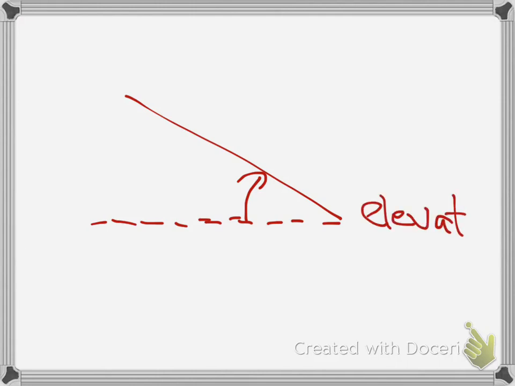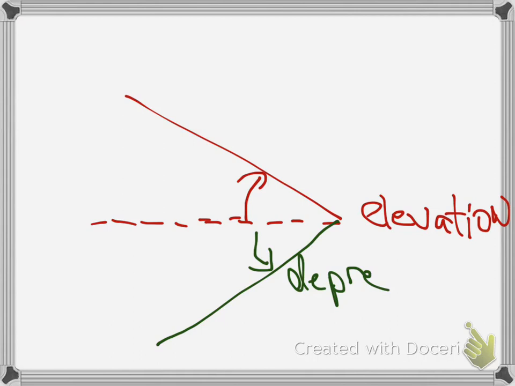If I give you something like this and say, here's your horizontal line. Okay, to go from the horizontal to the angle, this would be an elevation because the line is above the horizontal. But, and let me do this in a different color, if I go below, that's a depression. Maybe you need to add that to your note card. I don't know. That's up to you.